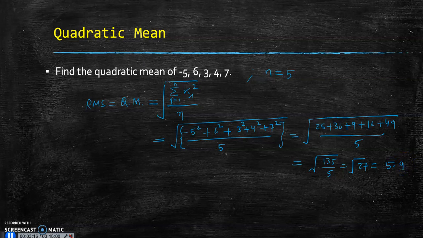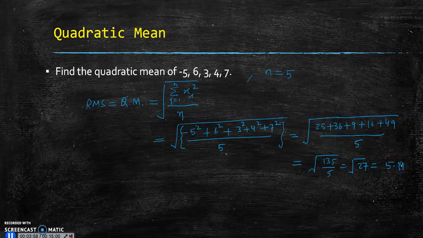I'm not sure if it is 5.9 or 5.19, I need to cross check it. Let me just cross check it a bit. Now if you calculate the arithmetic mean for the same data set, you will see that it is actually a little different. Now we need to understand how quadratic mean is different from arithmetic mean. So it is going to come out to be 5.19.